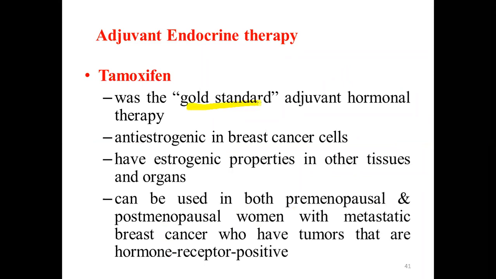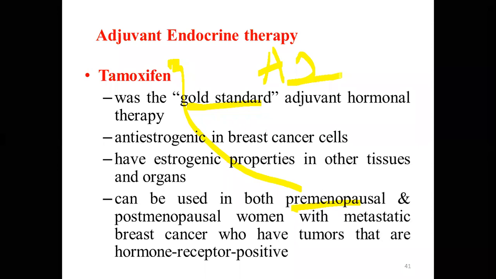Tamoxifen is a gold standard adjuvant hormonal therapy. It is a selective estrogen receptor modulator. Tamoxifen can be used both in premenopausal and postmenopausal women for hormone receptor positive breast cancer. It can be used, but mainly it is more effective in the premenopausal woman. But if the mother is postmenopausal, that is when we are going to consider aromatase enzyme inhibitor.